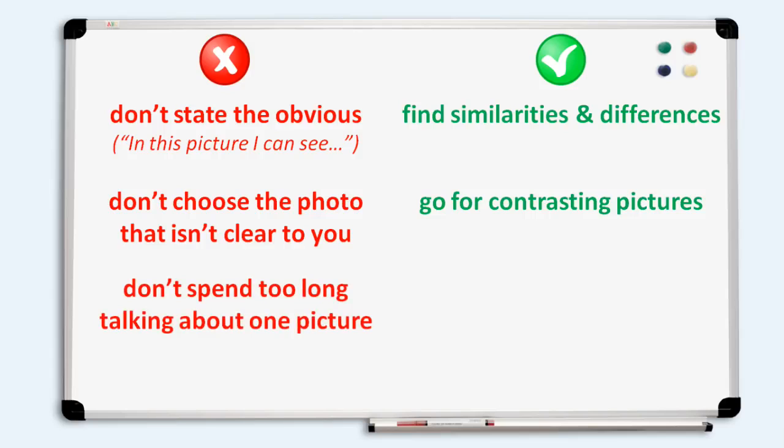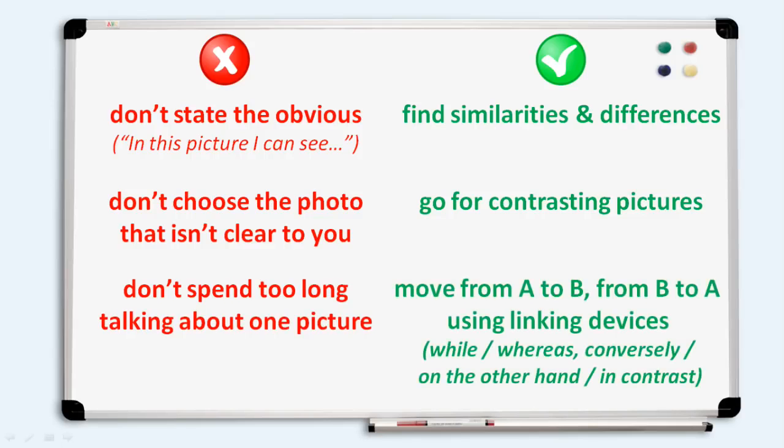Another important tip: don't spend too long talking about one picture. Instead of discussing each picture separately, try to move back and forth between them, saying 1 or 2 sentences about picture A, then jumping to picture B and back again. It's essential that you include linking devices such as while, whereas, conversely, on the other hand, in contrast, to point out the differences between the 2 situations.